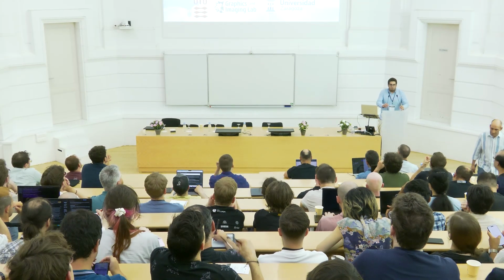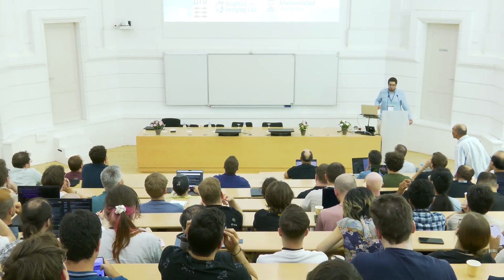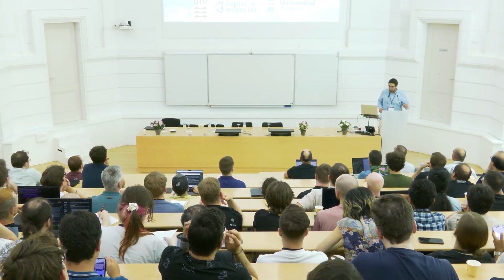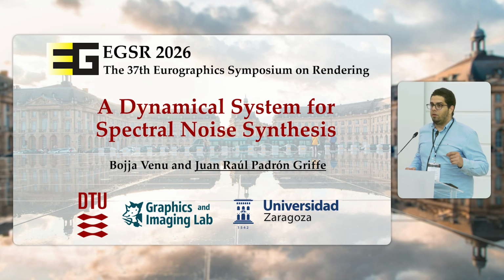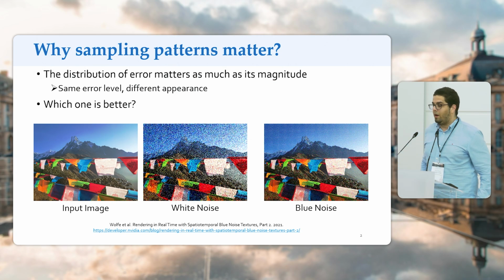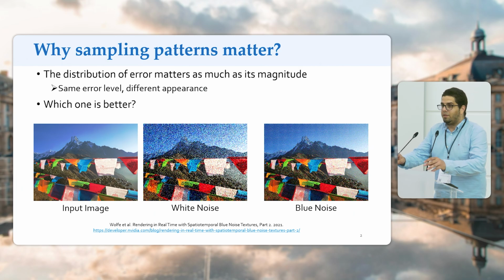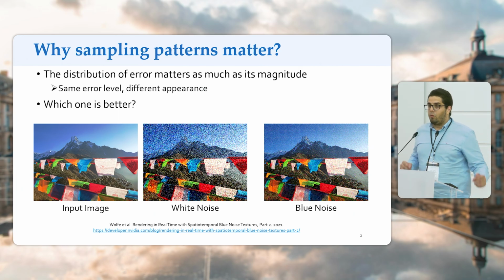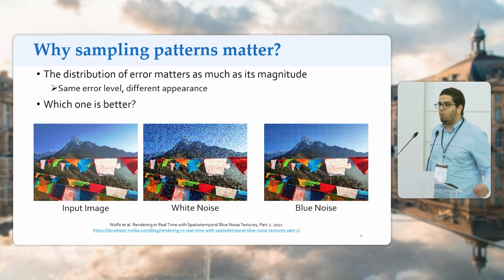Basically, we want to explore in this work the use of particle simulation to create blue noise, red noise, and pink noise. So let's start first with the question of why sampling matters. And here we have an example of white noise that isn't correlated.